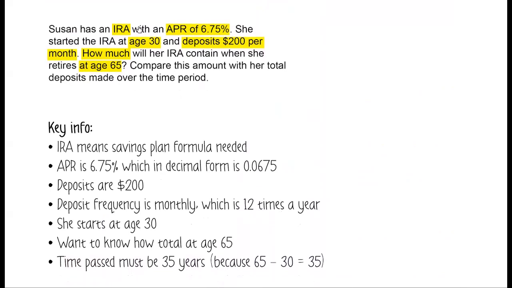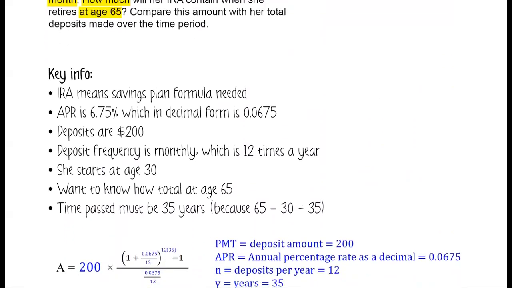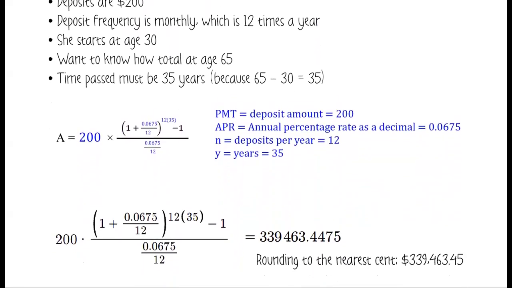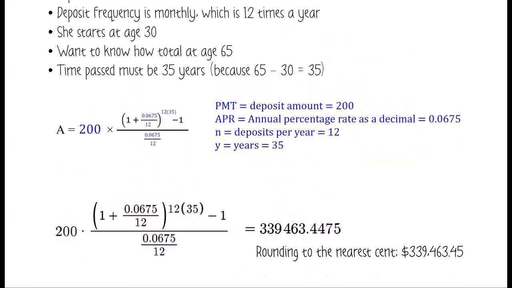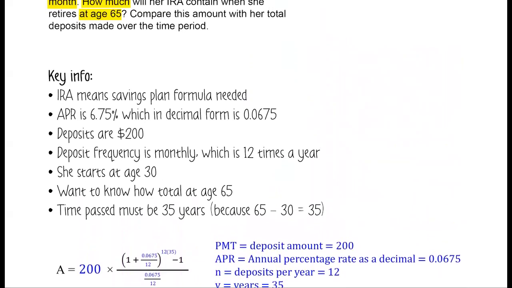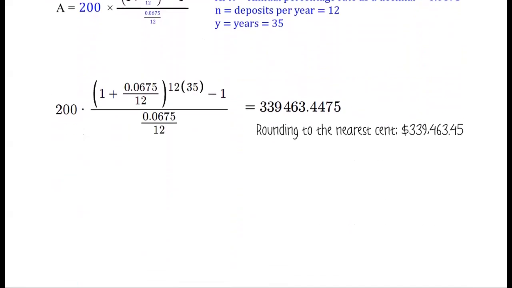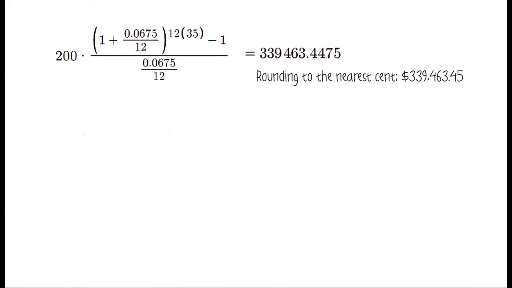So, Susan has an IRA with an APR of 6.75%. She started the IRA at age 30, deposits $200 per month. How much will her IRA contain when she retires at age 65? Compare this amount with her total deposits made over the time period. So what we did is we used the savings plan formula to calculate how much her IRA would contain. Cool. What we have not done yet is calculate her total deposits made over the time period. That's still missing. So let's calculate that. Then we have to do some comparing, but we'll get there when we get there.